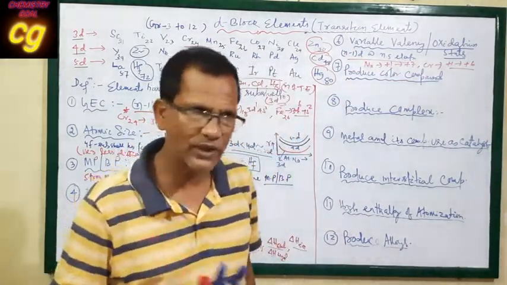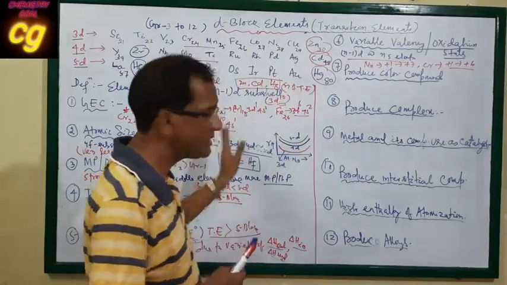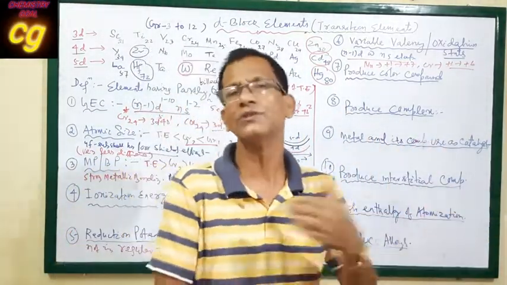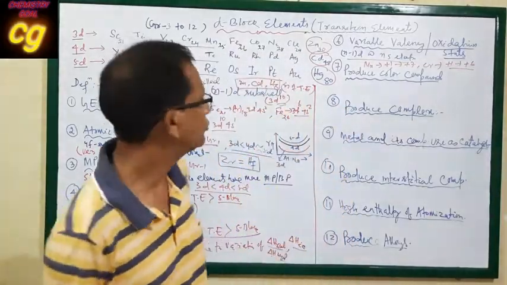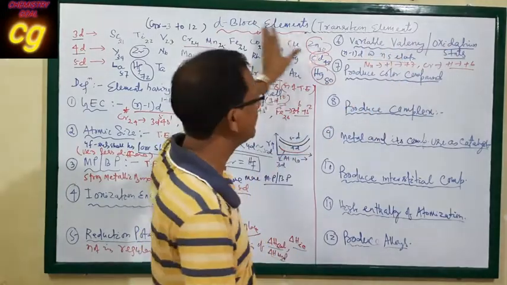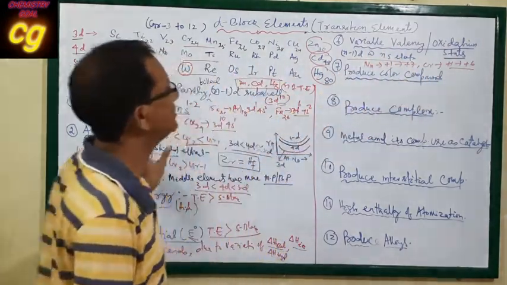And we have already read that as transition elements have more unpaired electrons, the covalence will be more and the oxidation state will also be more. So this is the cause of variable valency and variable oxidation states of the transition elements.